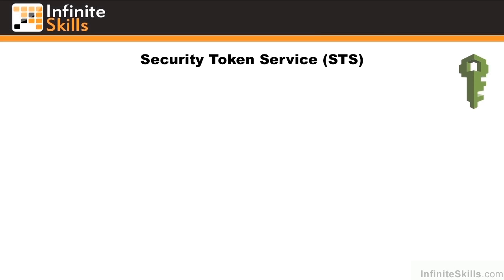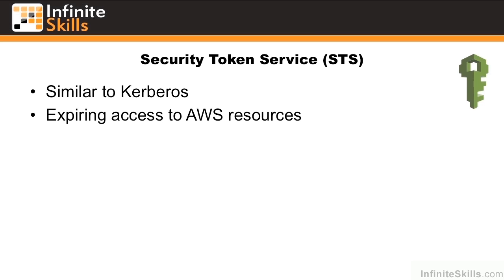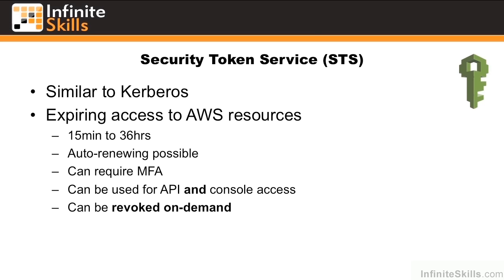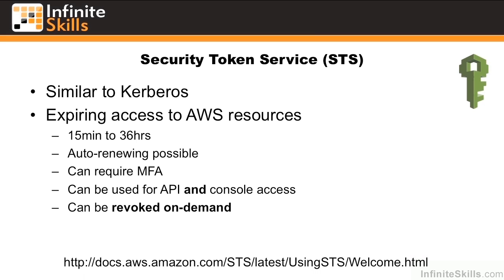Another aspect of IAM is the Security Token Service, or STS. This is a bit similar to Kerberos in that it gives expiring access to AWS resources. The access can be from about 15 minutes to 36 hours. Auto-renewing of these keys is also possible, and it can also require MFA. This can be used for both API and console access, and it can be revoked on demand. If you want to learn more about STS, this is a great place to start.